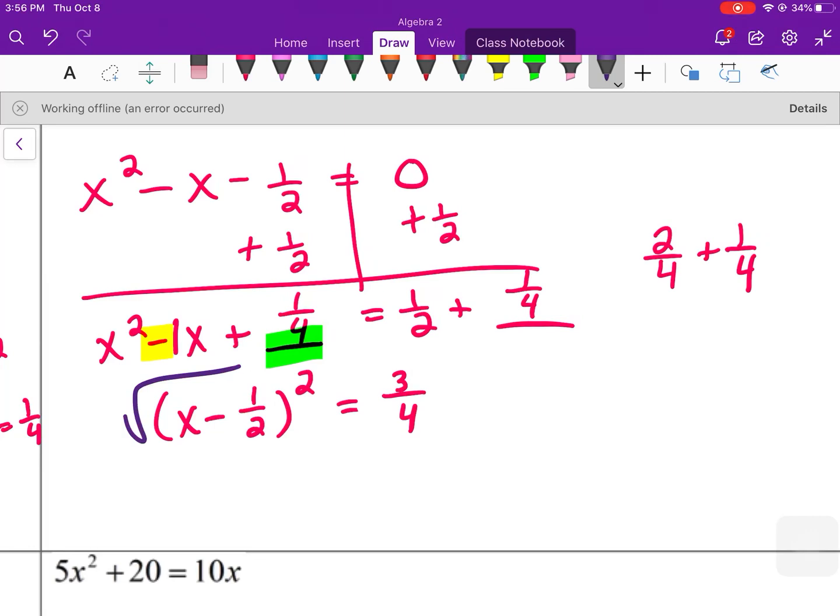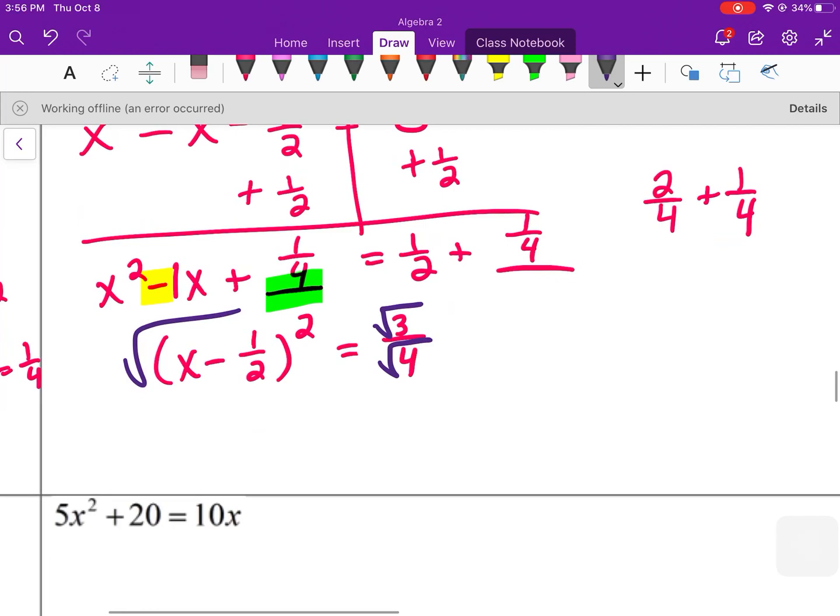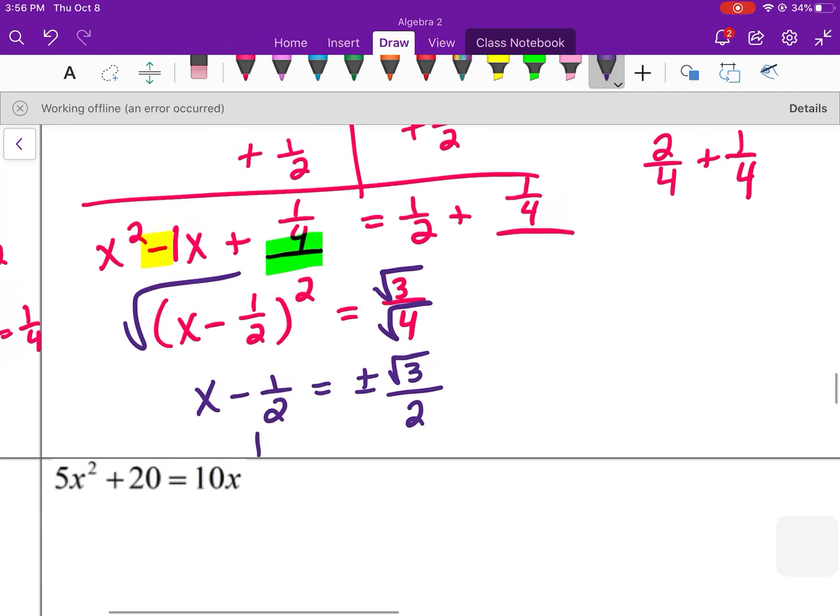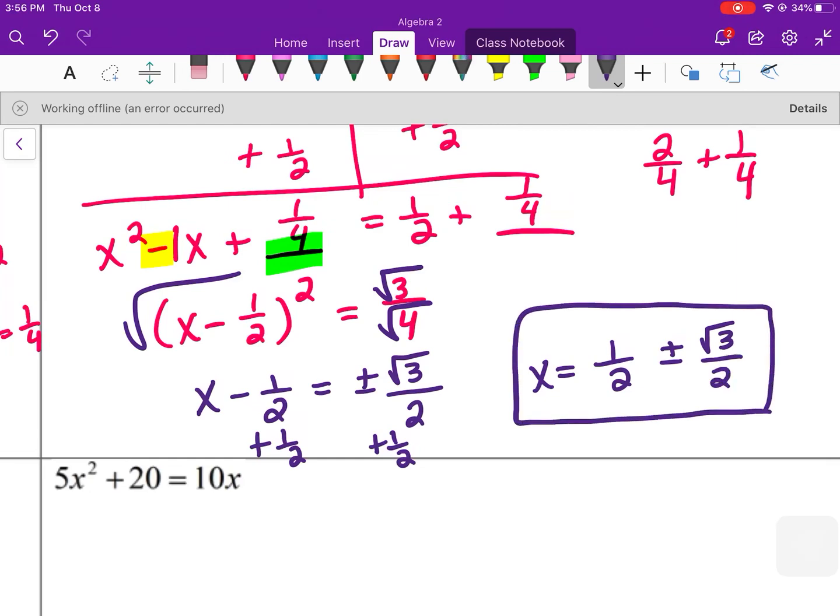Then square root both sides. When you square root a fraction, you square root the top and the bottom separately. So we get x minus 1/2 equals, this will be plus and minus, the square root of 3 is irrational, so I leave it as the square root of 3, over 2, the square root of 4. Last step is to add a half to both sides, and x equals 1/2 plus or minus the square root of 3 over 2 will be the final answer.